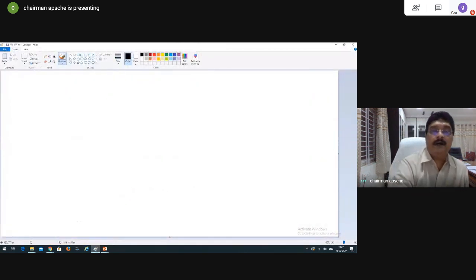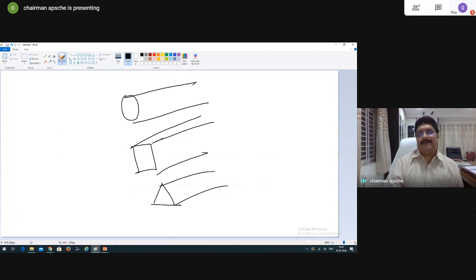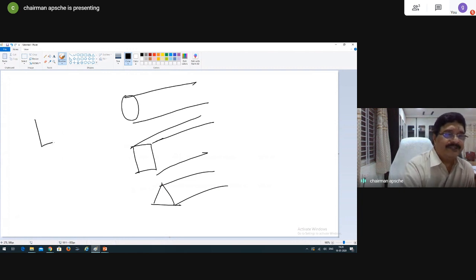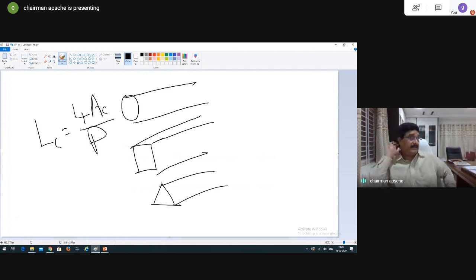Okay. Now, in all these fluid flows, again, we have maybe a tube, or it can be a duct, or it can be any cross section. It can be a triangular duct, or it can be a hexagonal duct, any cross section. So when a fluid is flowing internally through these ducts and pipes and channels, then the characteristic dimension LC is equal to 4 AC divided by perimeter.